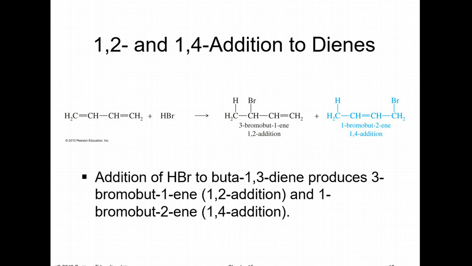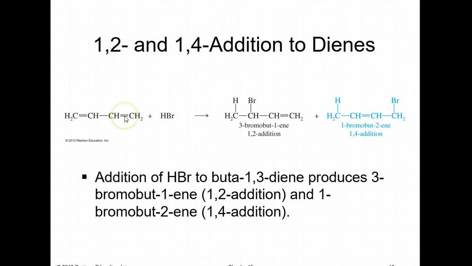So let me show you what the last slide just said, but on structures. So we have a double bond, a single bond, double bond. So we have a conjugated system right here. Now if I add HBr, one equivalent, always assume it's one equivalent, even though it doesn't say it, just assume it's one equivalent.